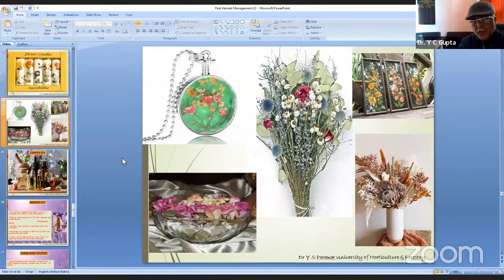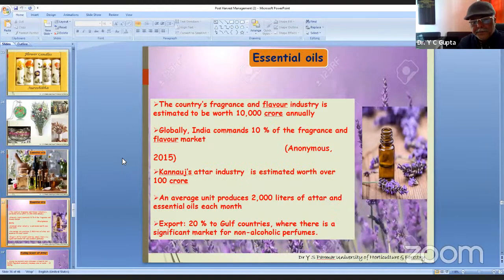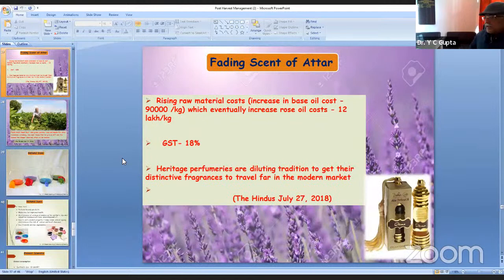Then essential oils. Dr. Mahamar spoke about rose water, jasmine water, jasmine concrete. There are so many flowers, kewra, tuberose. This is the data available on the net also. And attar, the fading scent of attar increases. There is an increase; royal oil costs 12 lakhs per kg.